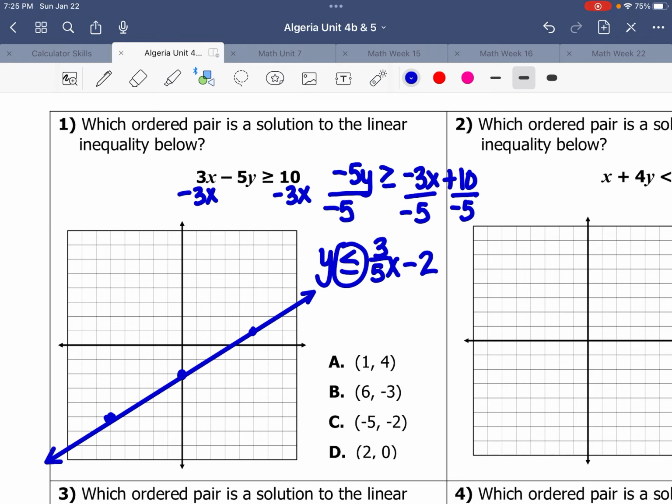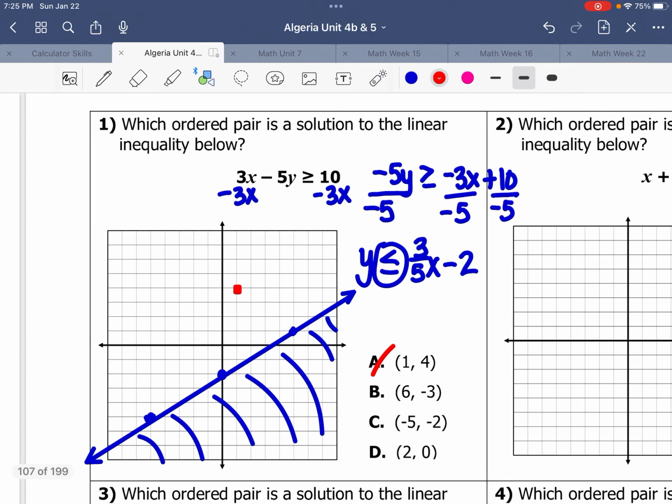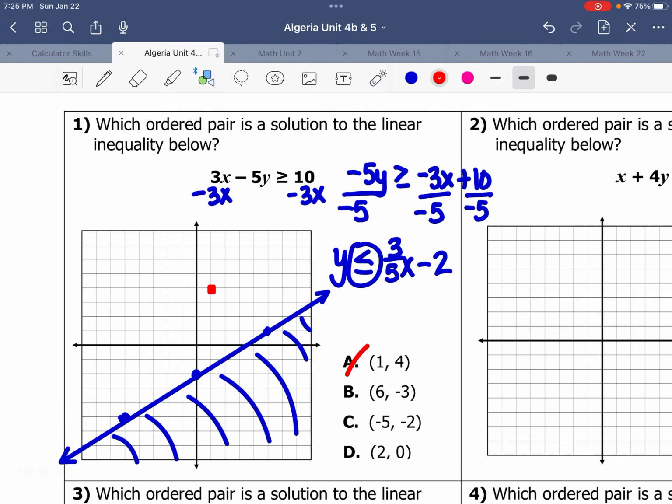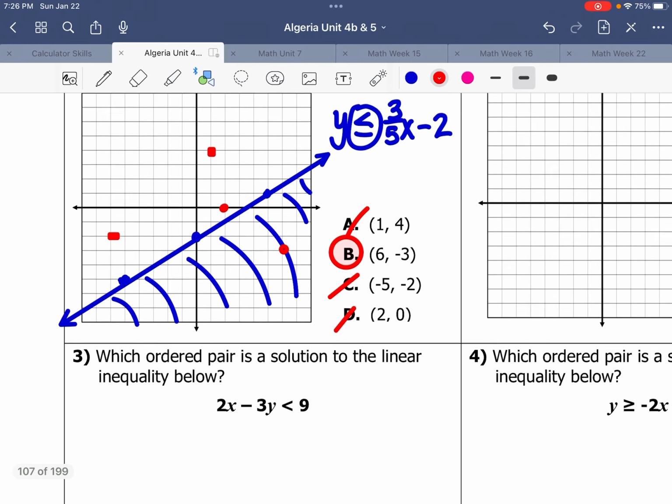And because it's less than or equal to, that means we will shade underneath. And we just need to tell which one of these points would actually be within that shaded area. So if you look at 1, 4, oh, that's up here. That's not it. If you look at 6, negative 3, that is within the shaded area, so that's our correct answer. You can see that negative 5, negative 2 is not there, and 2, 0, also not there. So that's how you would do these first two problems.